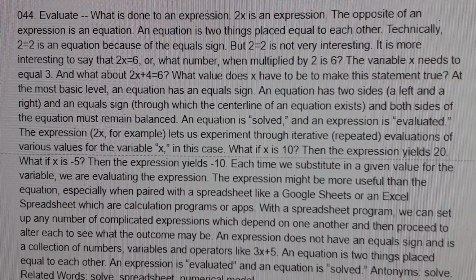What if x is 10? Then the expression yields 20. What if x is negative 5? Then the expression yields negative 10. Each time we substitute in a given value for the variable, we are evaluating the expression.